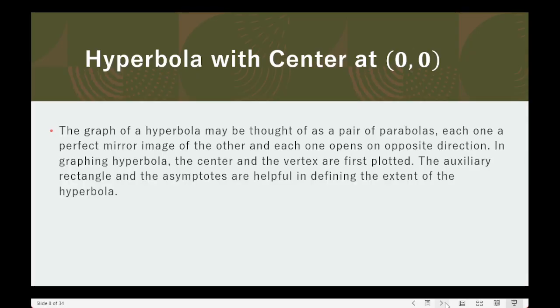Now let us go to the next slide and discuss the hyperbola with center at the point of origin, or (0, 0) coordinates. The graph of a hyperbola may be thought of as a pair of parabolas. Each one is a perfect mirror image of the other, and each one opens in the opposite direction. In graphing a hyperbola, the center and the vertices are first plotted. The auxiliary rectangle and the asymptotes are helpful in defining the extent of the hyperbola.